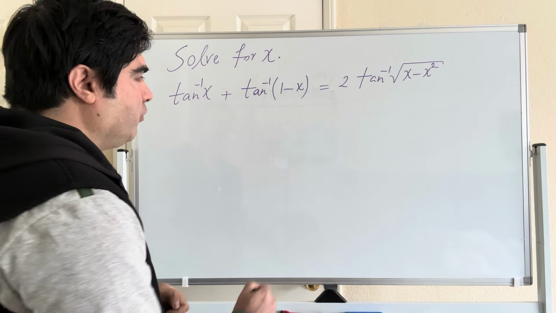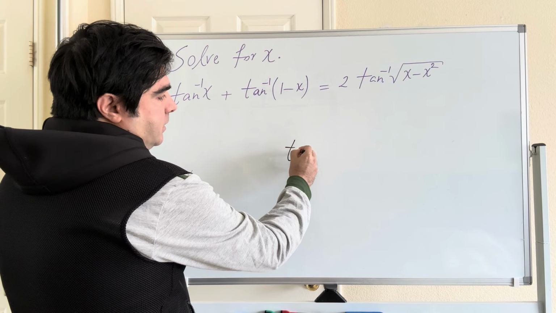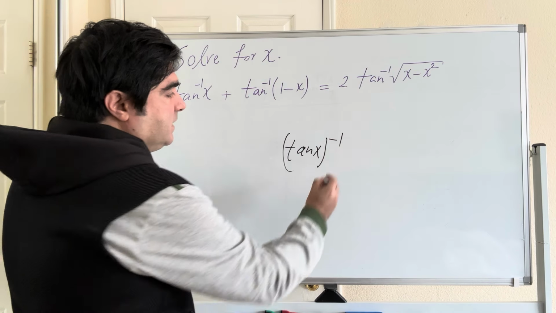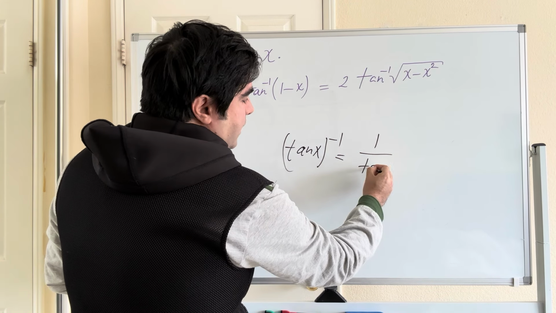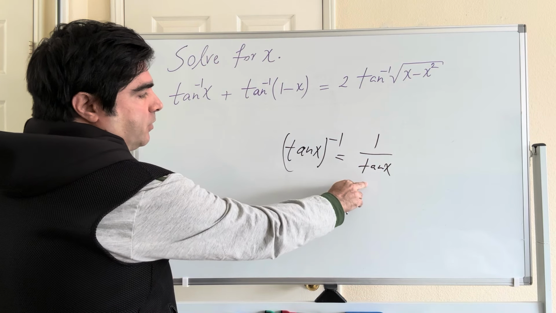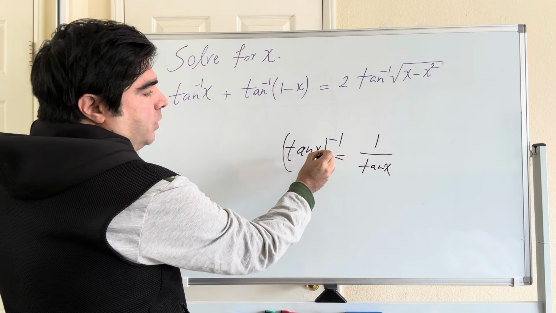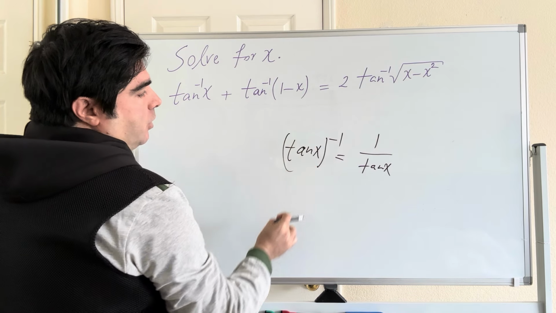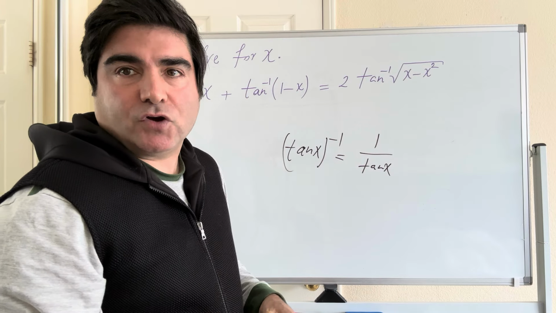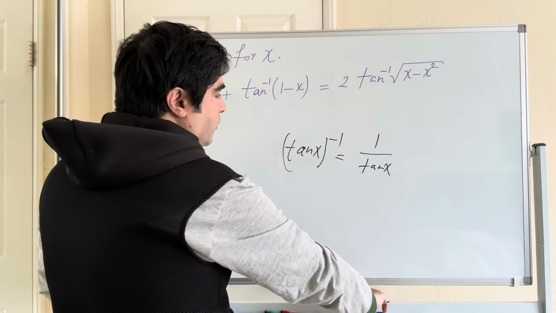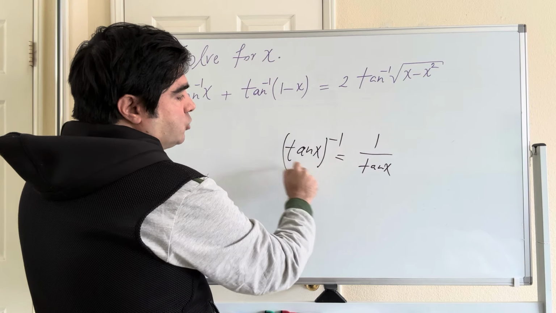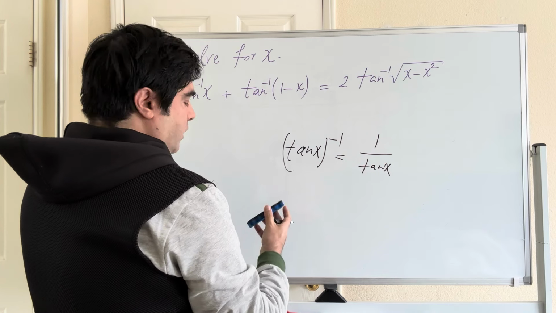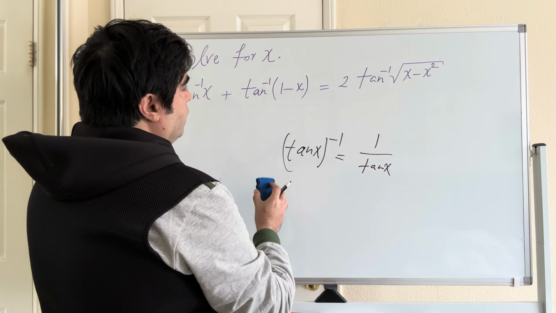So just a quick reminder, if I have tangent of x all to the power of negative 1, this is equal to 1 over tangent of x. It's going to be the reciprocal. However, the location of the negative 1 is important. The negative 1 located right here is the definition of an inverse function. So don't get confused with the reciprocal one. The negative 1 is outside the entire tangent of x, which is going to be equal to 1 over tangent of x, all right? So make sure you don't get confused with that, please.